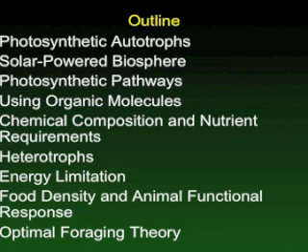And then finally, the fact that there is an energy limitation and that plants and animals have different strategies in order to deal with that limitation. And then we'll end up with the optimal foraging theory, one of my favorite theories, and we'll talk about how animals actually have a strategy to obtain energy in the most efficient way possible.